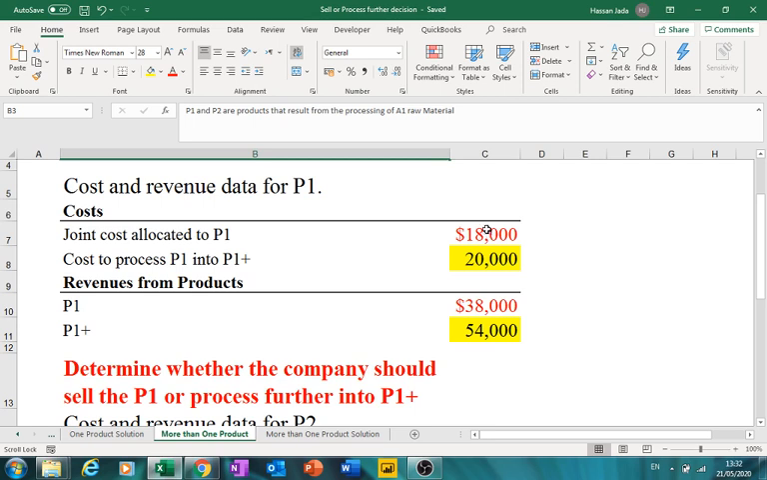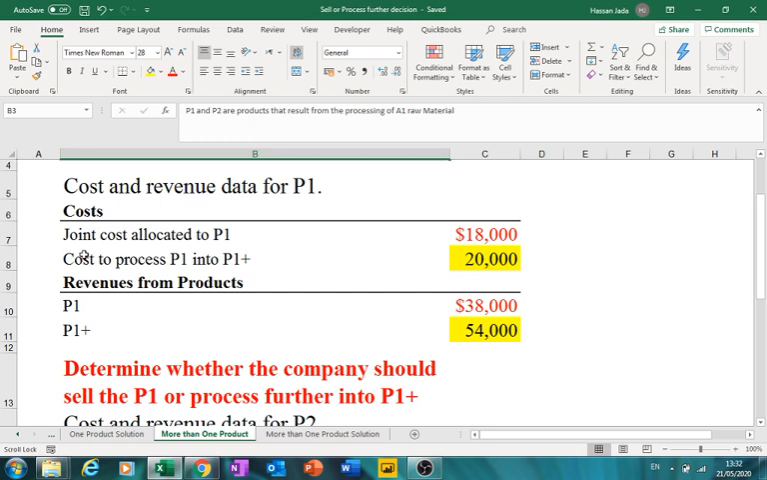Then in the sell or process further decision, the joint cost is a sunk cost. It's not related to the decision of processing further because it's already incurred. Whether you process further or you don't, you incur this cost, and this cost will not change for this decision. Then it is not related to making the decision of processing further, and we will call it a sunk cost or irrelevant cost for this type of decision.